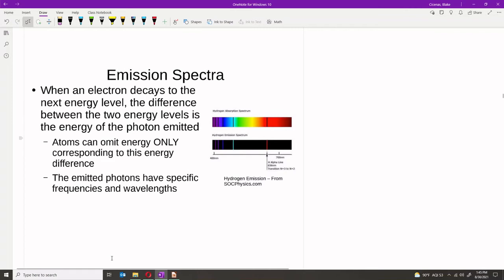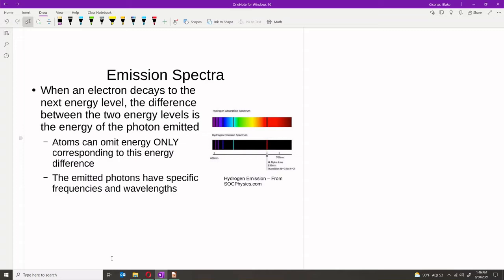So emission spectra, kind of how this applies to the broader picture. Well, we talked about an electron decaying to the next energy level. And I talked about how the difference between those two energy levels is the energy of that photon that's emitted. And atoms can emit energy only corresponding to this energy difference. So it's only ever going to be at that energy difference.